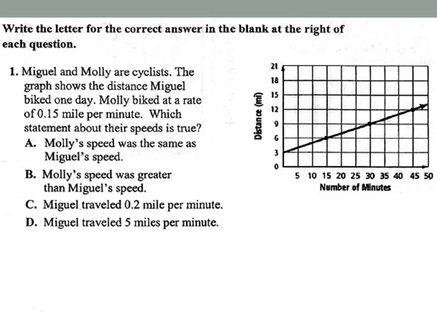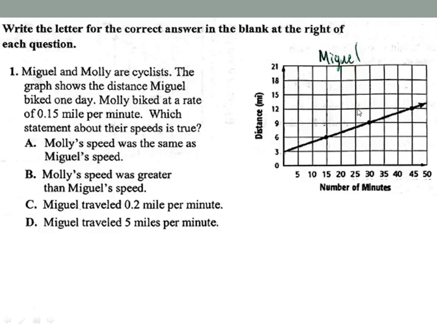All right, let's take a look at the first problem. We're looking at a very complicated problem here with Miguel and Molly, who are cyclists. The graph actually shows Miguel's distance and the rate that he's bicycling, or the speed at which he's going. The second important piece of information is right here in the problem, which shows how fast Molly is biking. Since it tells us that Molly biked at a rate of 0.15 miles per minute, that gives us a simple formula. Molly's is y equals 0.15x.